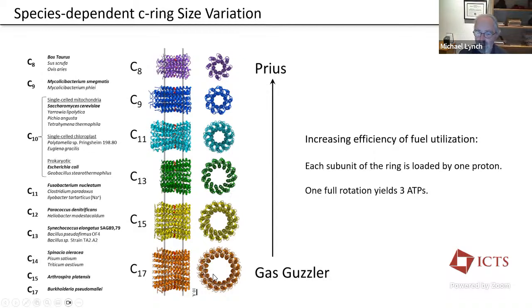You can think about this as a very inefficient motor, a gas guzzler, if you like. Down here, I like to think of this as sort of the Prius of the ATP synthase world. Here, you only need 8 hydrogen ions to get your 3 ATPs.